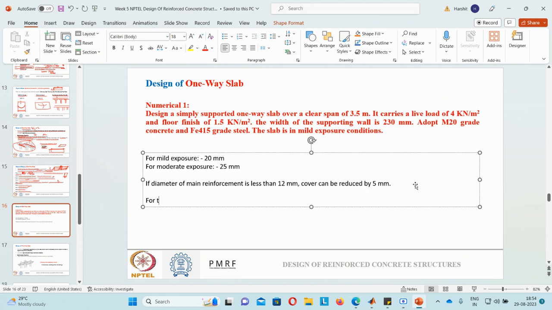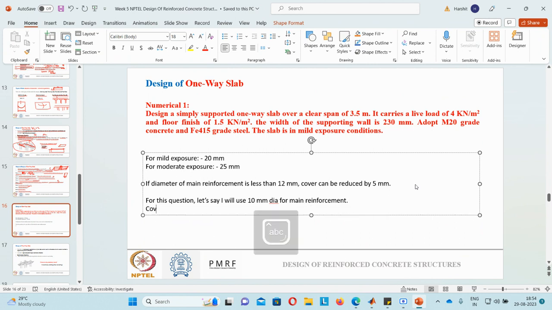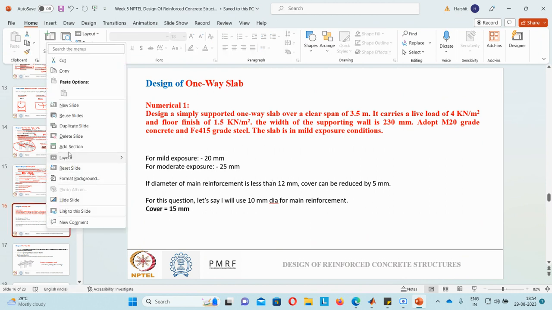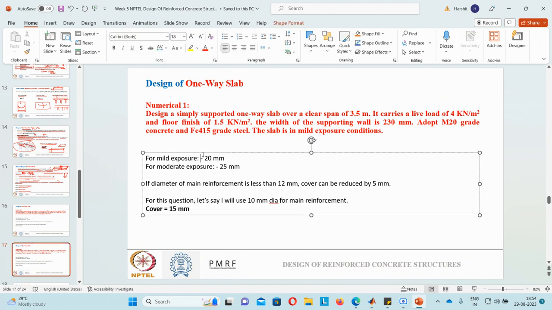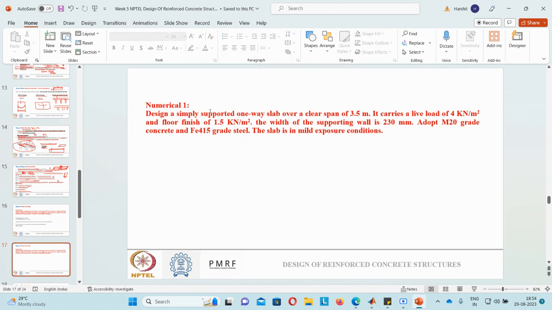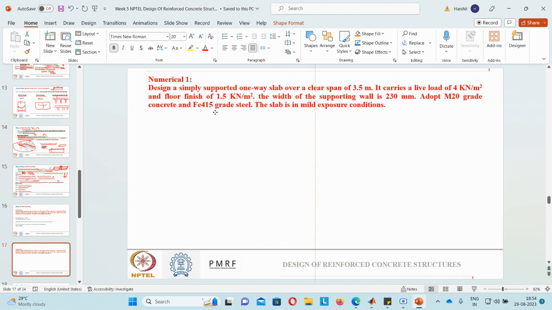So for this question, let's say I will use 10 mm dia for main reinforcement, and my exposure condition is mild, so my cover will be 15 mm. So this cover I will assume. Okay, now let's see the solution for this. I will duplicate the slide just so that you have the question at the top.